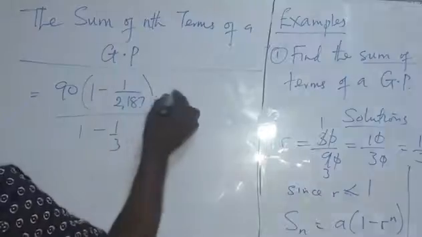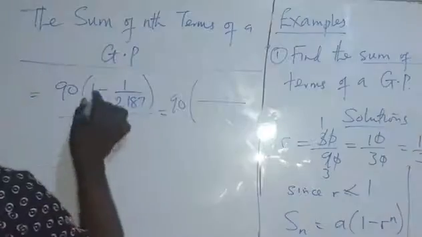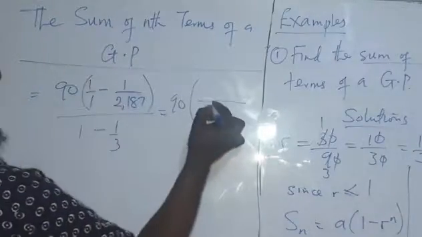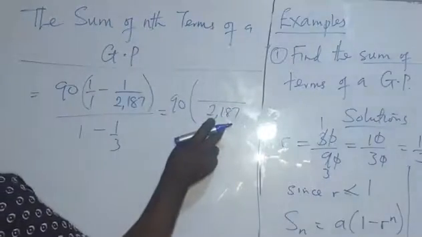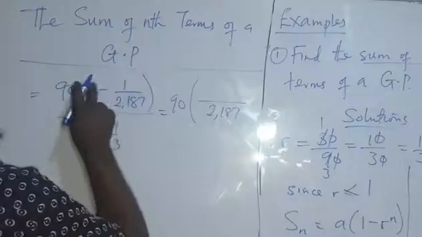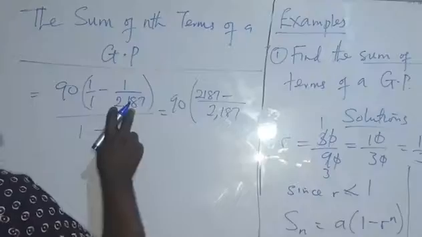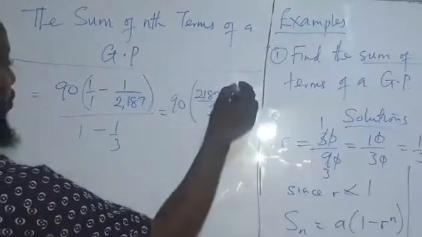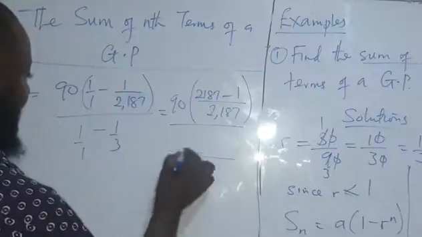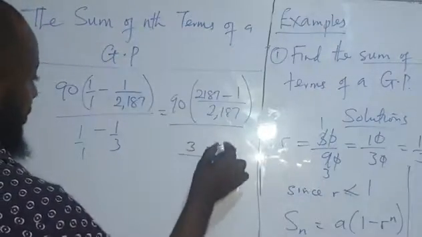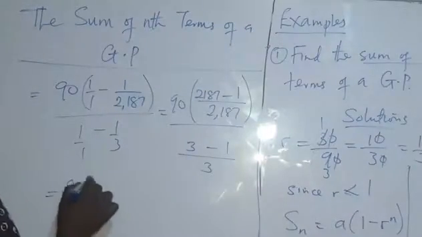So we're going to have this 90. So we have this again. Find the LCM of 1. This one means 1 all over 1. That is 2,187. So 1 in 2,187 is 2,187 times this one. 2,187 minus this one divided by this one, that's 1. 1 times 1 is 1. We close it. Then this one, we find the LCM as well, which is 3. That will be 3 minus 1. So we then have this 90 in brackets.